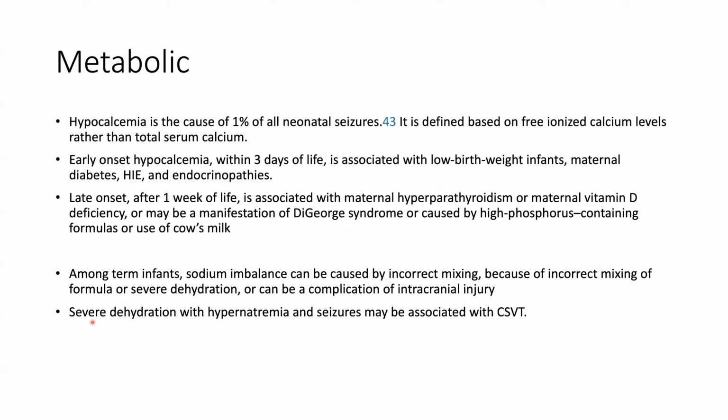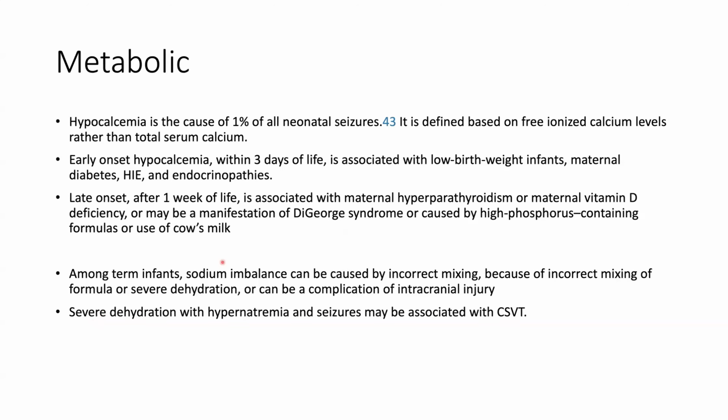You can group causes of hypocalcemia into two groups. One is early onset and another is late onset. Anything within the first week of life is early onset. Generally, that occurs within the first 3 days of life, and it is associated with low birth weight infants, maternal diabetes, HIE, and endocrinopathies. Again, you have a group of causes, one or more than one may be responsible for hypocalcemia. Late onset causes, which we generally look for after 1 week of life, are associated with maternal hyperthyroidism or maternal vitamin D deficiency, or may be a manifestation of a syndrome like DiGeorge syndrome, or may be caused by high phosphorus containing formulas or use of cow's milk.